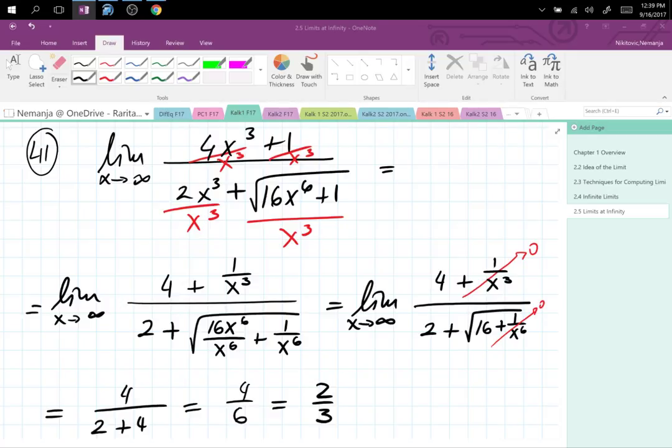Actually, let me just make sure that it's not here. It's not.